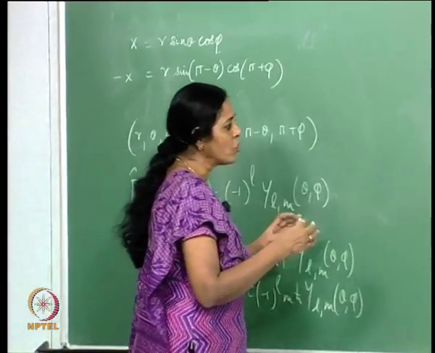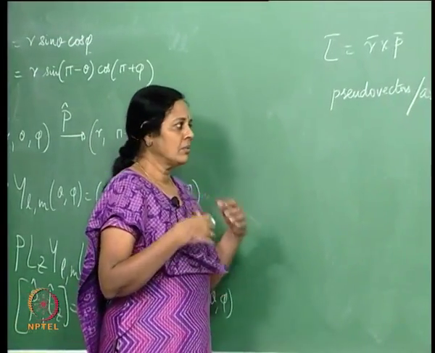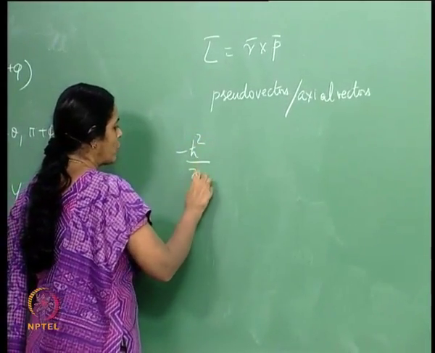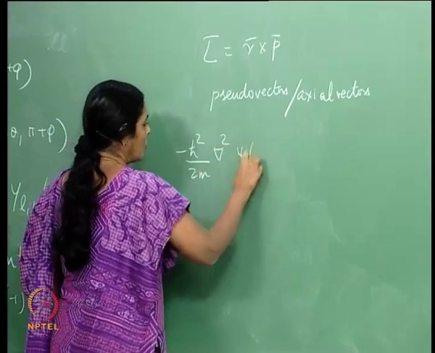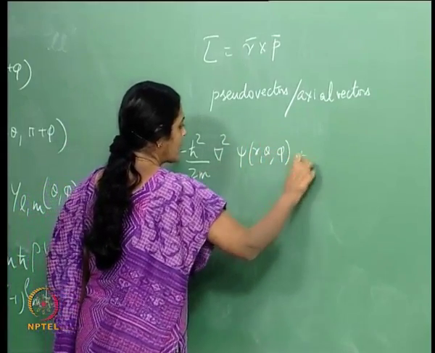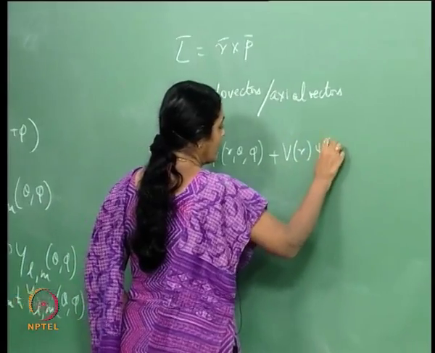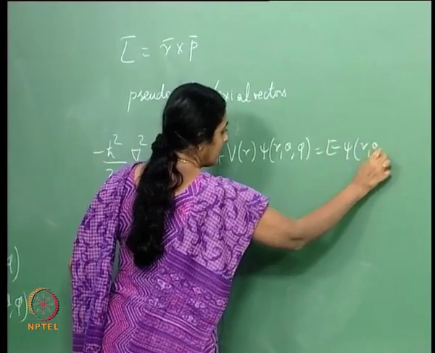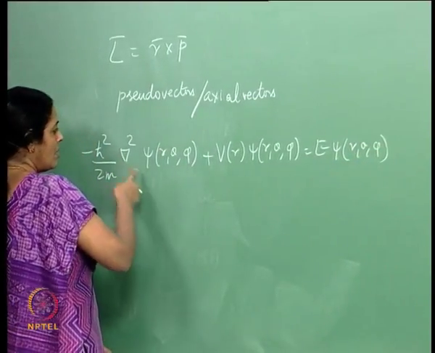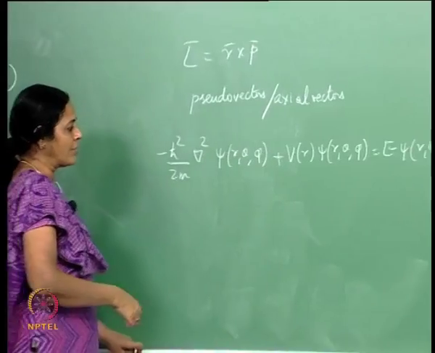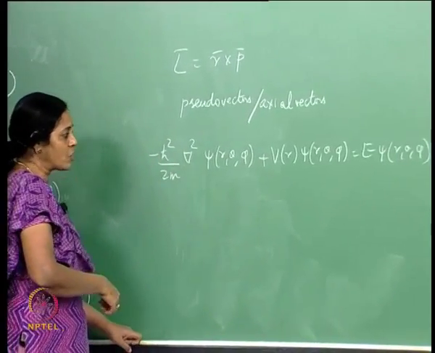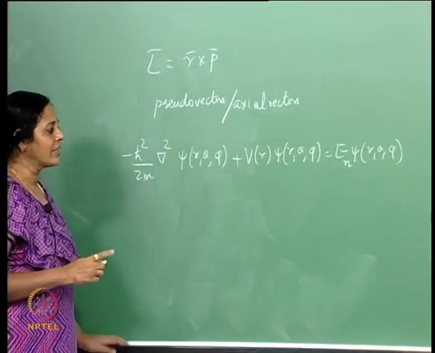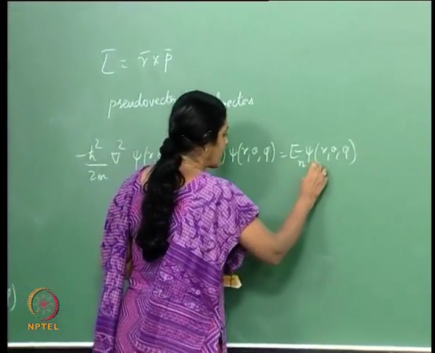Now, of course, if you were doing a problem where you put in the full Schrodinger equation, minus h cross squared by 2m del squared psi of r, theta, phi plus V of r psi of r, theta, phi equals E psi of r, theta, phi. Since this problem has a central potential, the Hamiltonian also commutes with L squared and Lz, and that would provide another quantum number n, and n gets quantized. So in fact, you will have psi n out here.